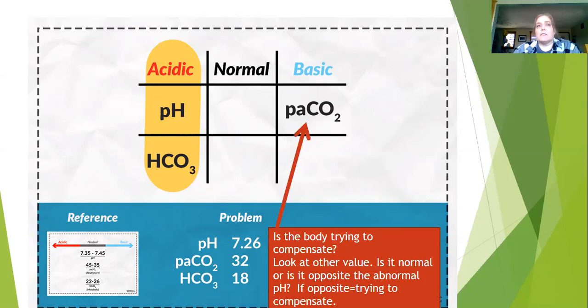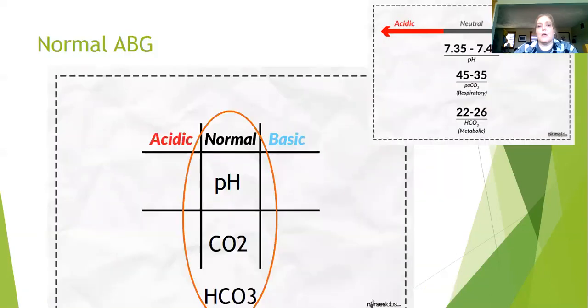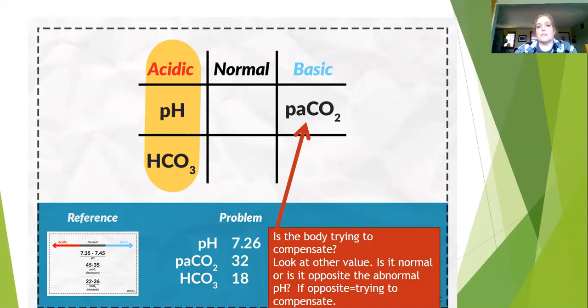Then we try to figure out, is the body trying to compensate? Is the opposite system trying to fix the system that's causing the problem? In this case, we see that the CO2 is basic, so it's the complete opposite of the problem. The problem is acidosis, the CO2 is basic, it's alkaline. So in this case, we know that it is trying to fix the pH. It's trying to bring that pH closer to normal. So in this case, we do have some compensation occurring.